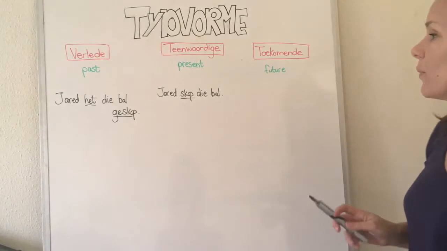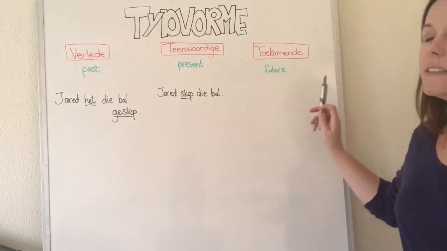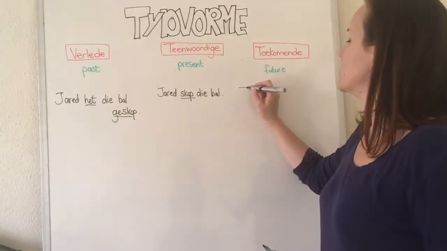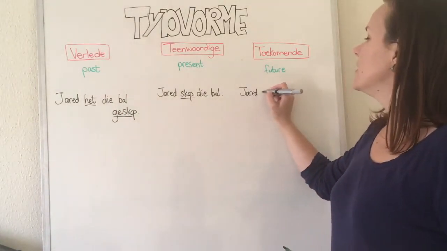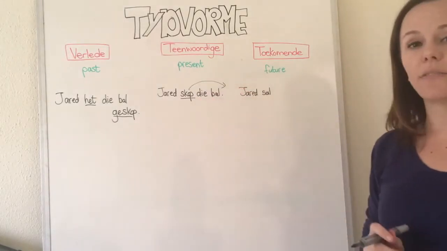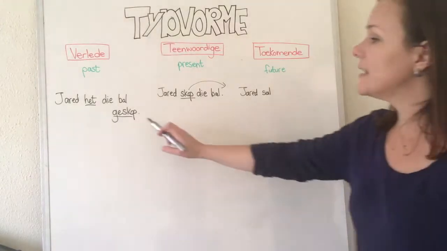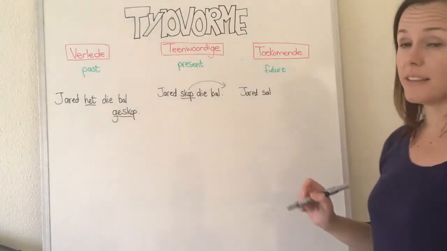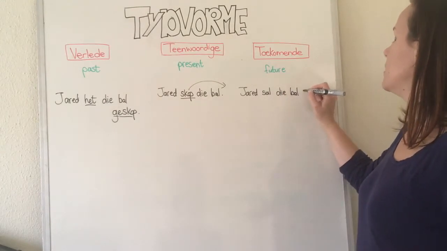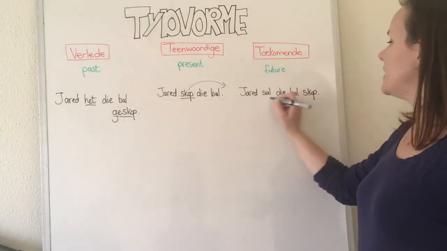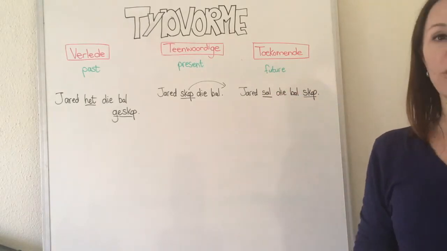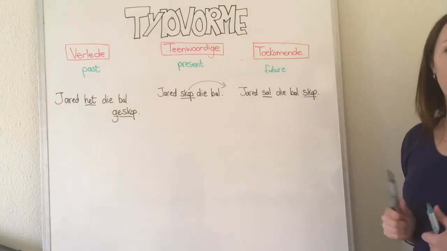Jared het die bal geskop. Jared kicked the ball. Now in the future tense, instead of adding het, we are going to add sal. So we're going to write Jared sal. And then our verb is still going to move to the end of the sentence, but we won't add ge in front of it this time. Jared sal die bal skop. So there we added sal, we moved the verb to the end. That's the rule for future tense. Jared will kick the ball.